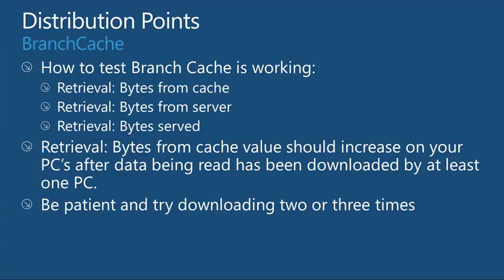It doesn't happen after the first time, just because of some of the communication going back to the branch cache server or your config manager server. Then in subsequent machines, you'll start to see that counter increasing. So that's the best way to test it. And like I said, be patient. It doesn't happen the first time that you download it. It might be the second or third time.